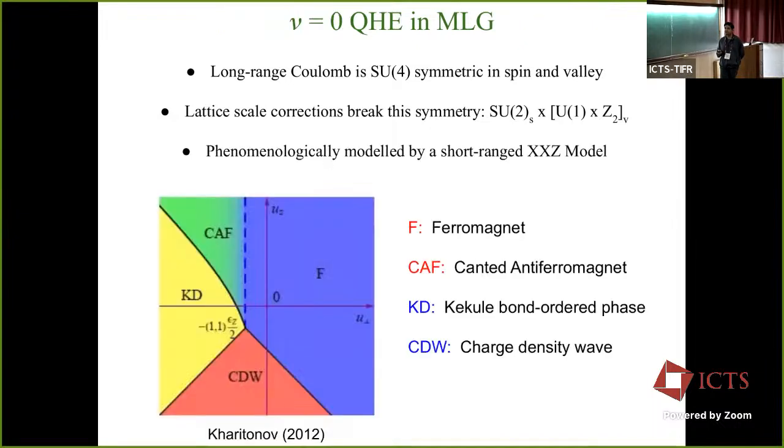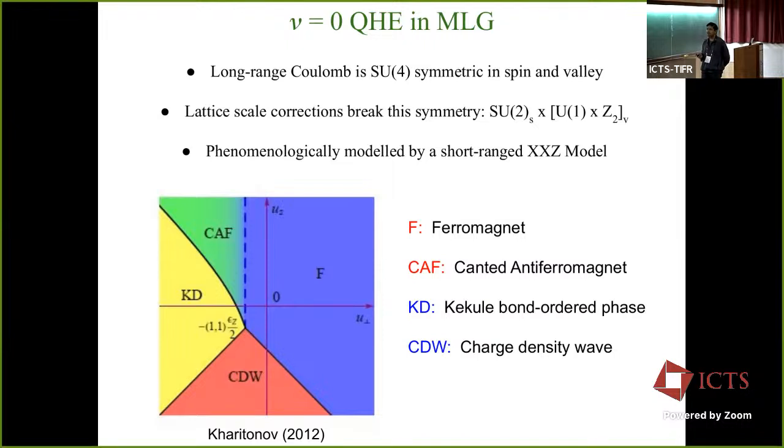In the continuum limit, the U(1) cross Z2 can be modeled phenomenologically through an XXZ Hamiltonian. And for the nu equals 0 phase of monolayer graphene, Kharitonov found a phase diagram in terms of the two parameters of this XXZ model. So U perp is the coefficient of the XY term, and U_z is for the Z term.